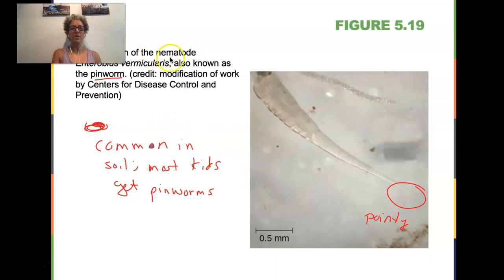So this is a nematode, or a roundworm. It's also called a pinworm because one end of it is very, very pointy. It's how it can penetrate through cells, and it's very common in soil. Most kids get pinworms at some point, making mud pies, playing in the dirt. They touch their face and their mouth with their hands, and you ingest that worm. The size bar down here is 0.5 millimeter, so that's 1 millimeter. It's about 3 millimeters long, so it's pretty darn tiny.